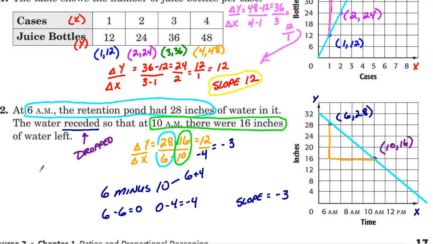If this is a little bit confusing, don't worry. This is brand new to you, slope, brand new idea. We're going to talk about it over the course of a couple days. Today is not the last day talking about slope, don't worry.